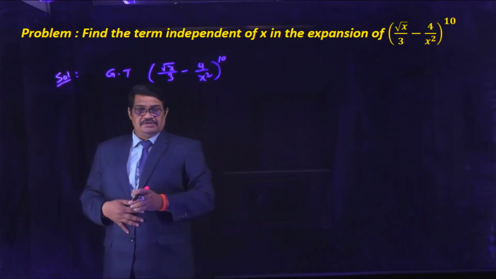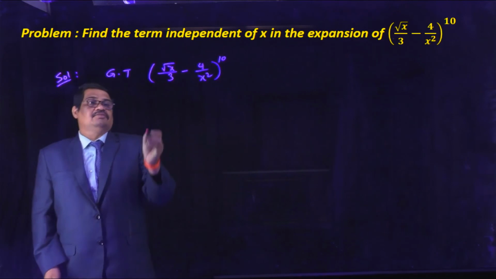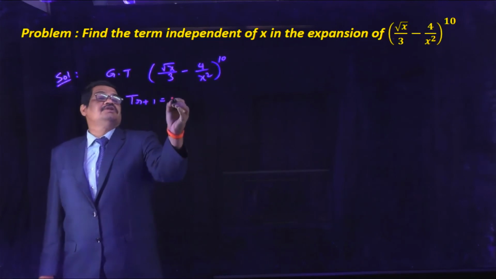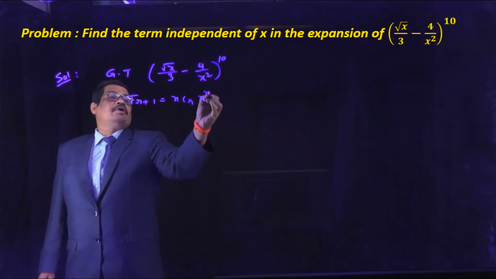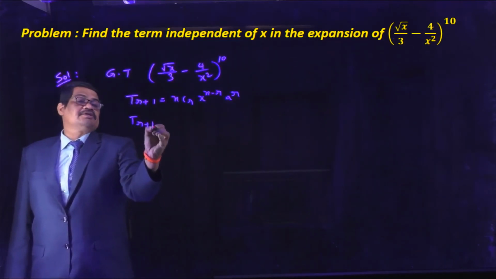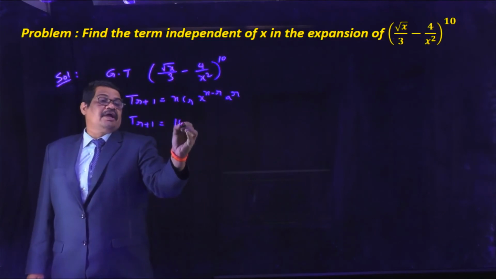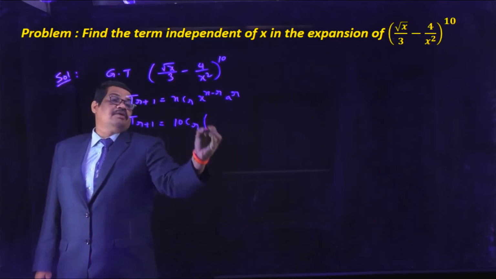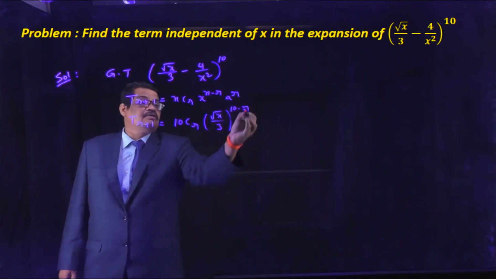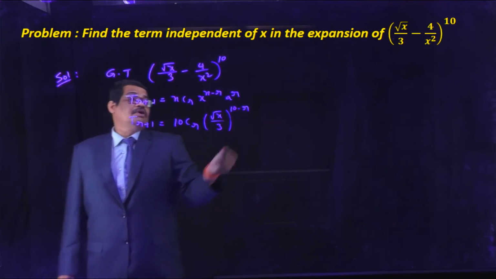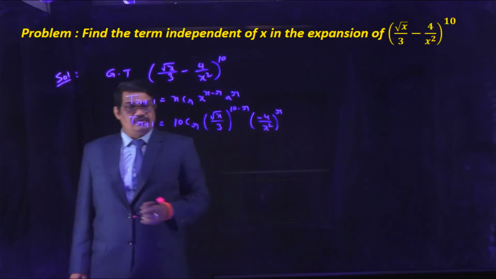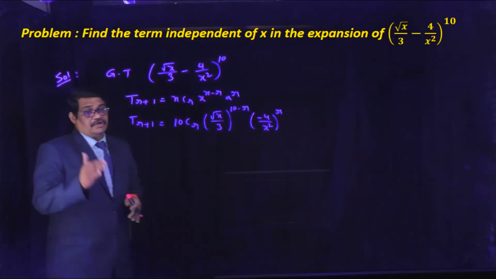First we will write the general term for this expression. What is the general term? T(r+1) = nCr x^(n−r) a^r. Here n is 10, so 10Cr, the first term is (√x/3) to the power of 10 − r, into the second term, (−4/x²) to the power of r. That is the general term for the given expression.